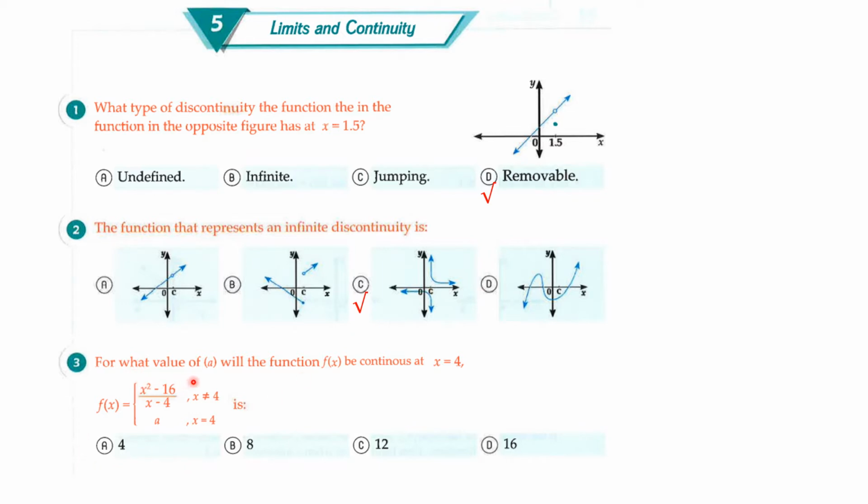For what value of a will the function f of x be continuous at x equals 4? So we understood that the function is discontinuous at x equals 4. Here is a piecewise function. The first function, x squared minus 16 over x minus 4, where x is not equal to 4, and a, where x is equal to 4.